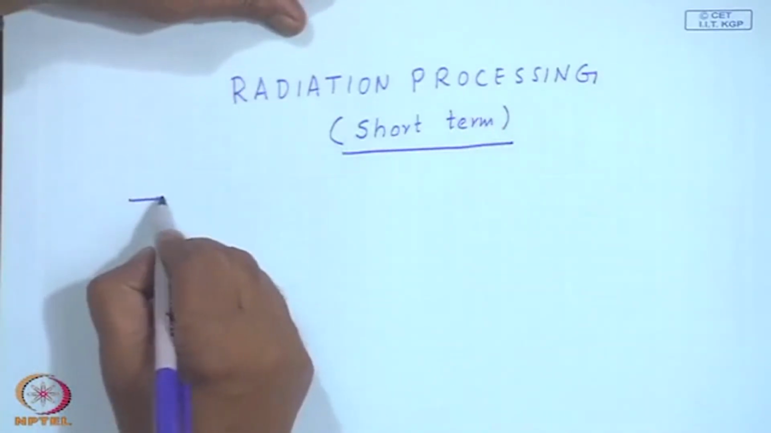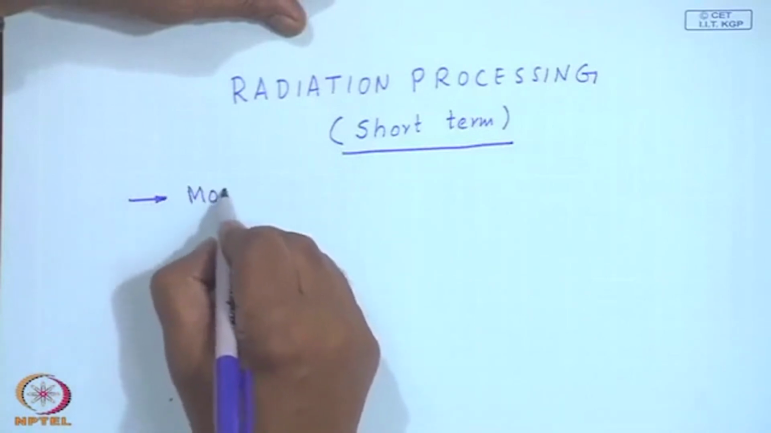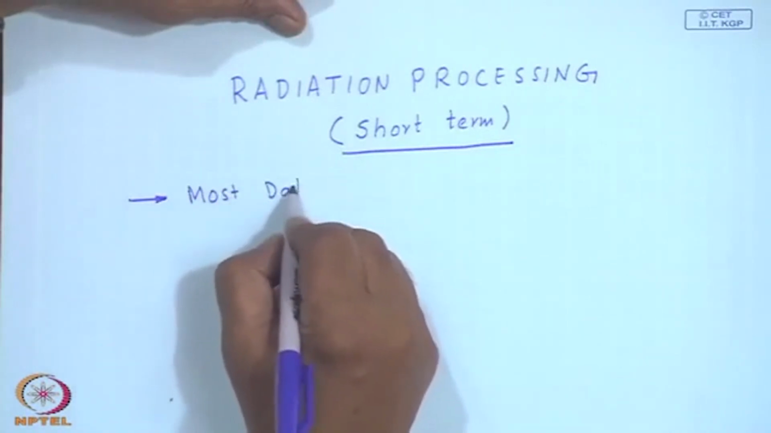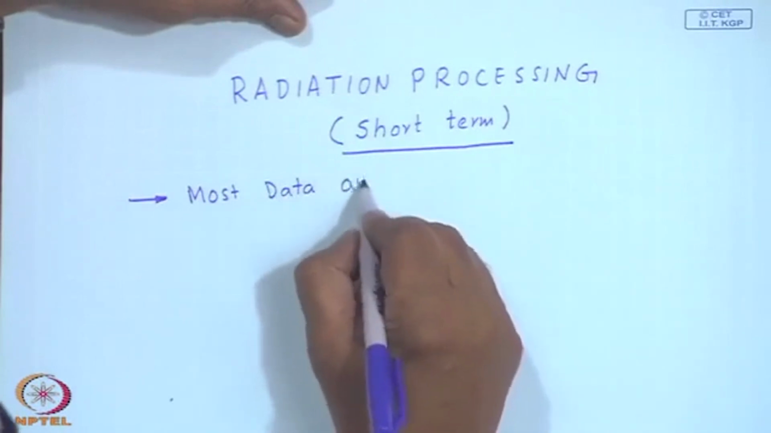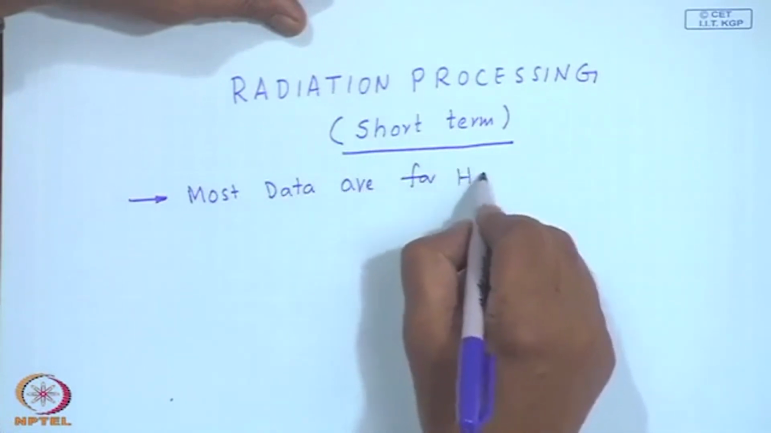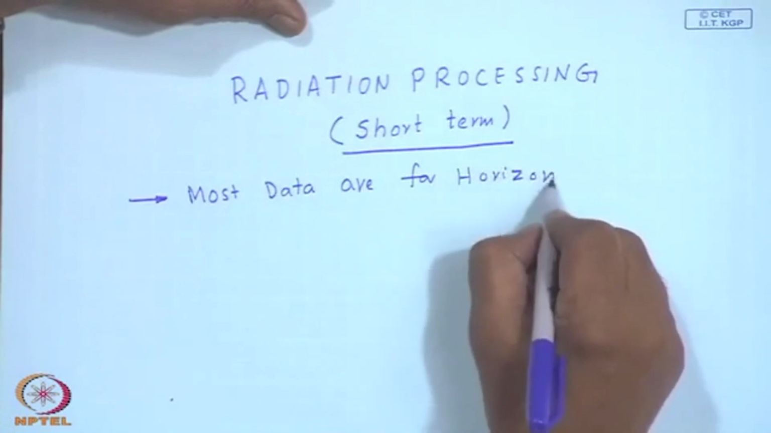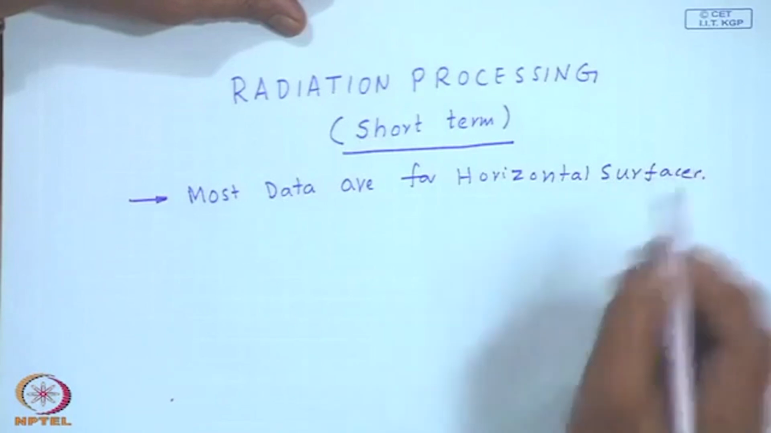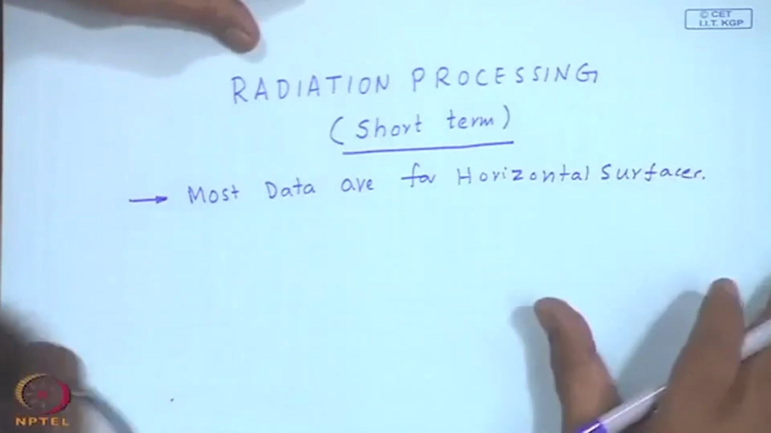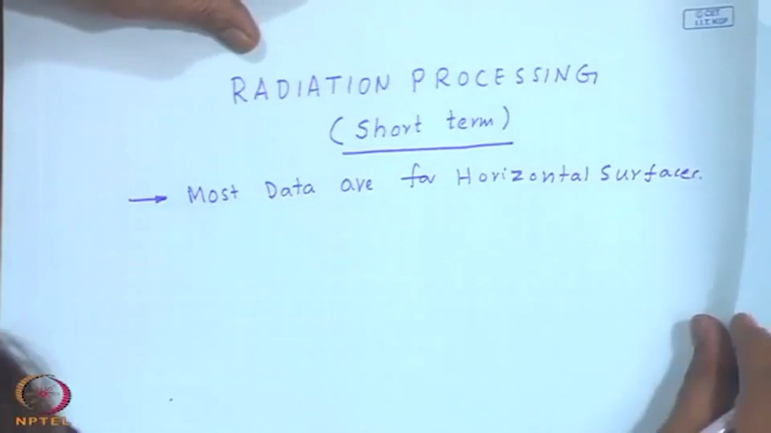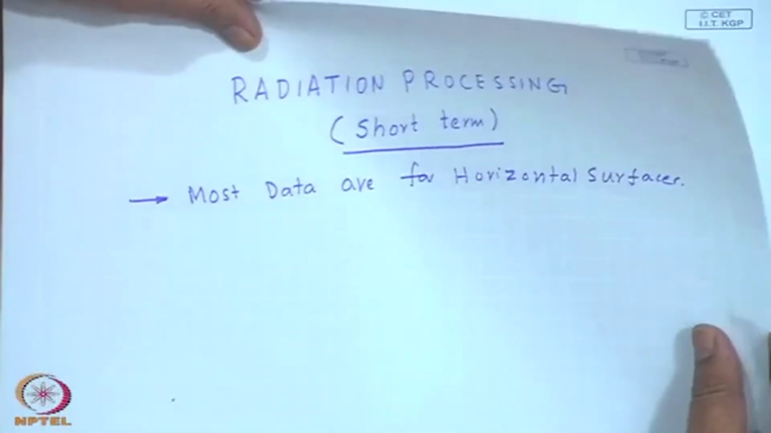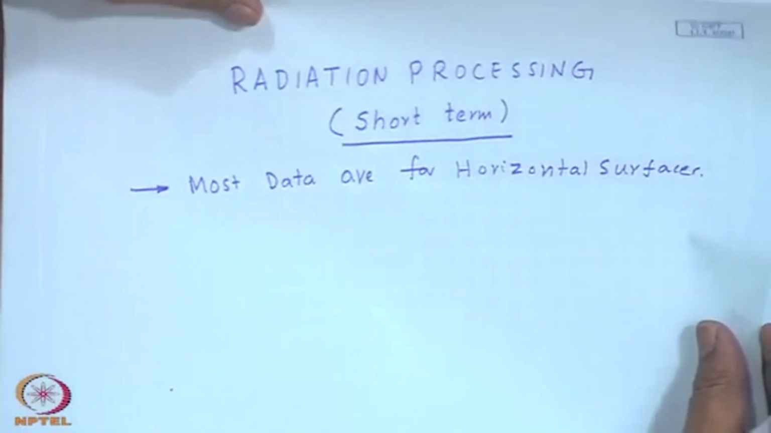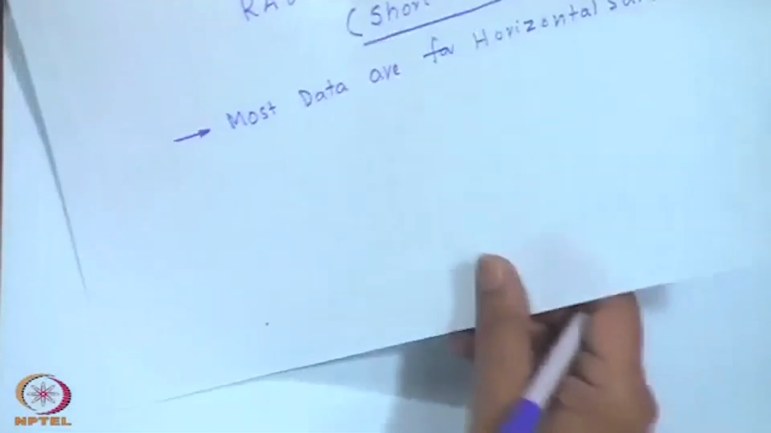and we know from the data, most data are for horizontal surfaces. Now, here in order that you appreciate why we do this radiation processing, very briefly I shall explain about a simple solar collector, so that you will understand why we do this particular part.